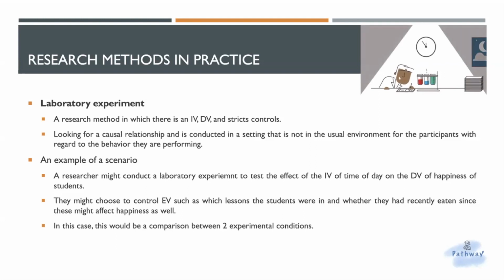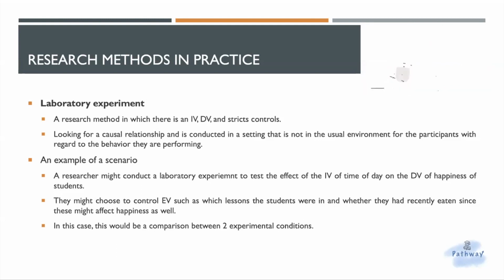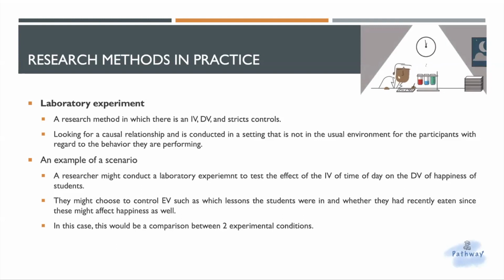Because there are two conditions, there would be one on which lessons the subjects were in, and one on whether they have eaten or not. If they want to try one experimental condition and a control, they could try whether the student has recently eaten or not, only one aspect. You follow through? Yeah, I think so. Okay.